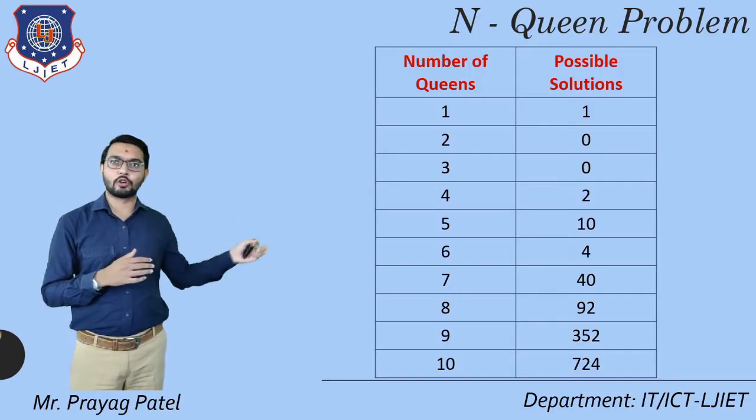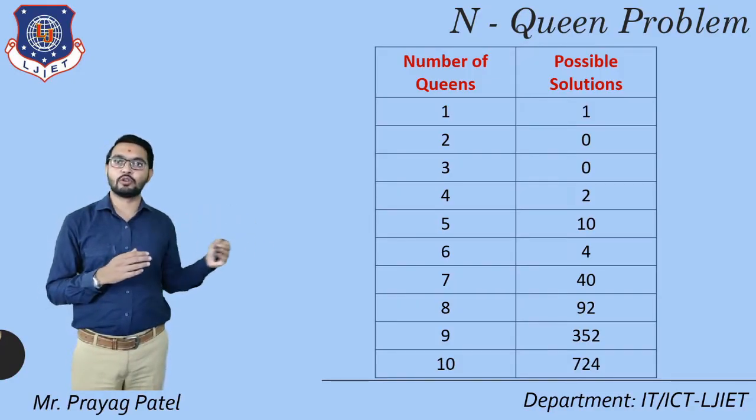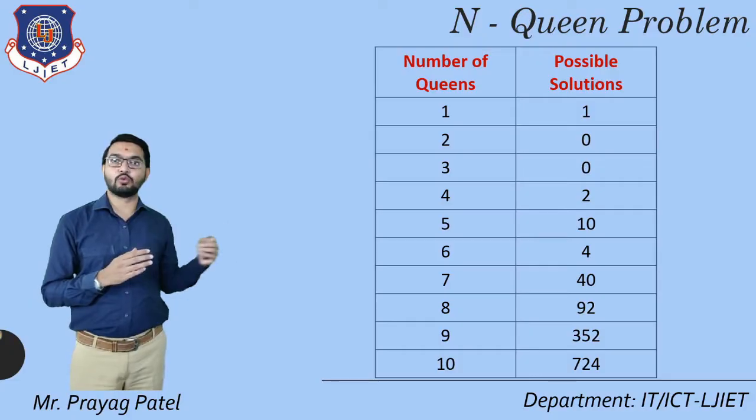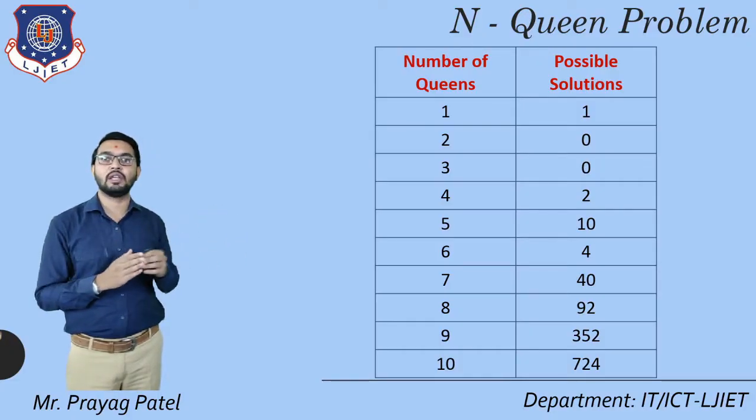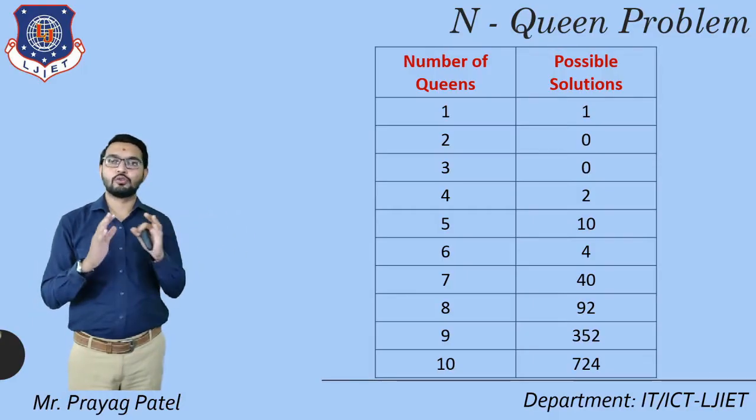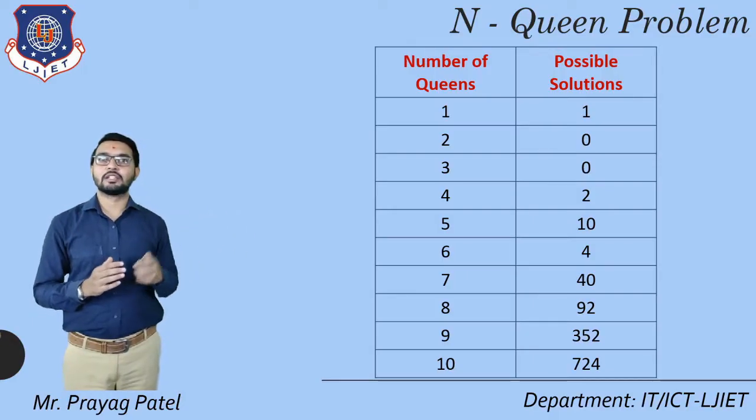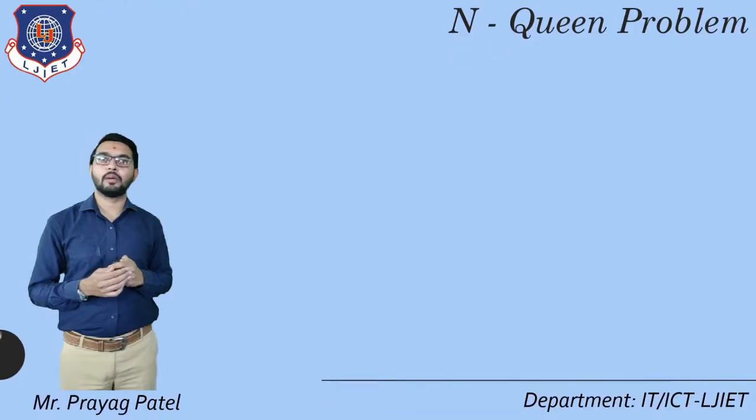Now in 6 queen, 4 solutions, in 7 queen 40 solutions, in 8 queen 92 solutions, in 9 queen 352 solutions, and in 10 queen 724 solutions are possible. So here consider this as the n queen problem.